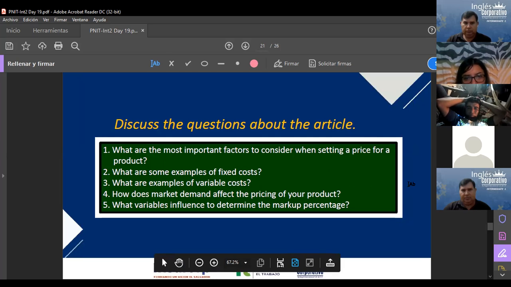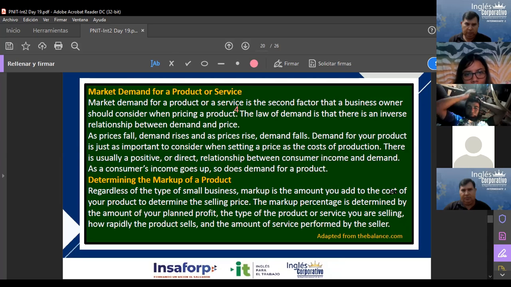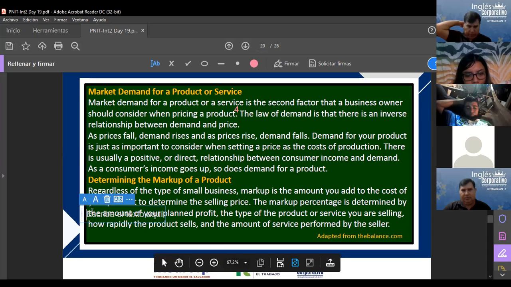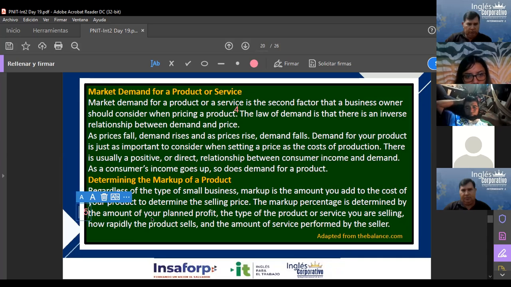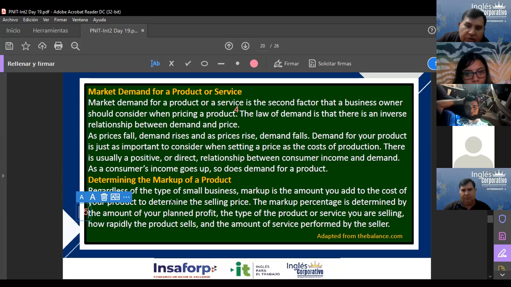Number five is what variables influence to determine the markup percentage. The amount of your planned profit. The type of product or service you are selling. How rapidly the product sells and the amount of service performed by the sellers.